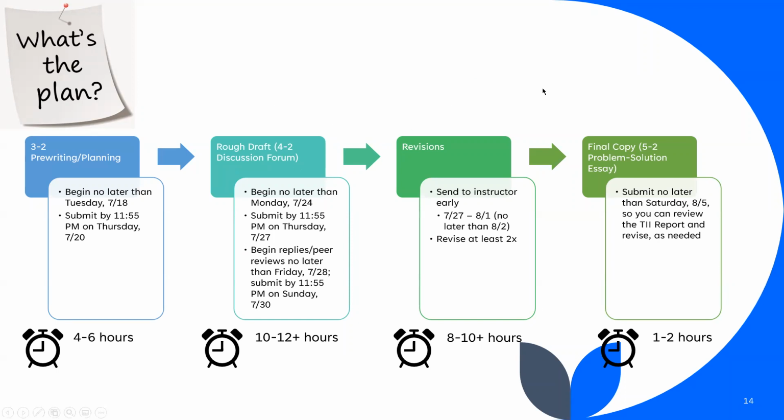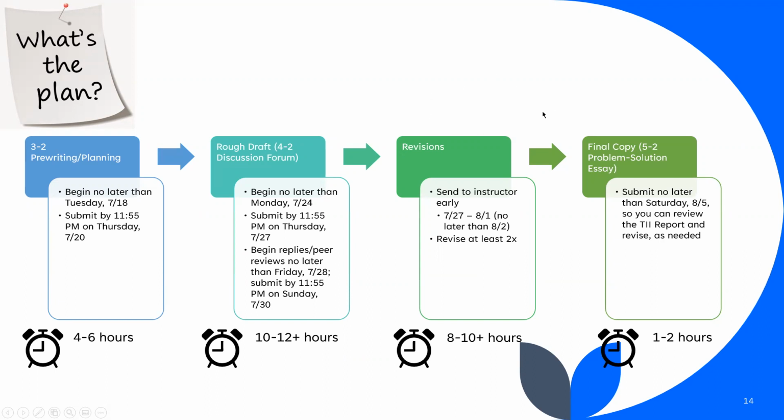And here's also another breakdown of that. Pre-writing and planning, you should begin no later than today, hopefully. You're going to be submitting that by Thursday of this week. That should take you 4 to 6 hours. The rough draft, we recommend that you begin no later than Monday, July 24th. You're going to want to submit your rough draft by Thursday, July 27th. You're going to begin your peer review no later than Friday, July 28th. And then those peer review replies are due Sunday, July 30th. This will probably take you 10 to 12 plus hours.